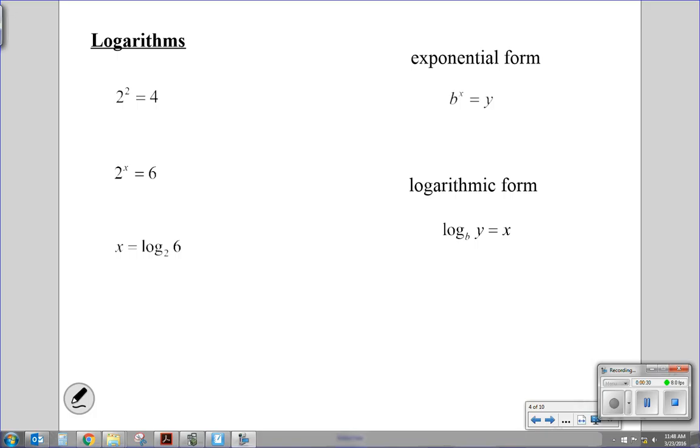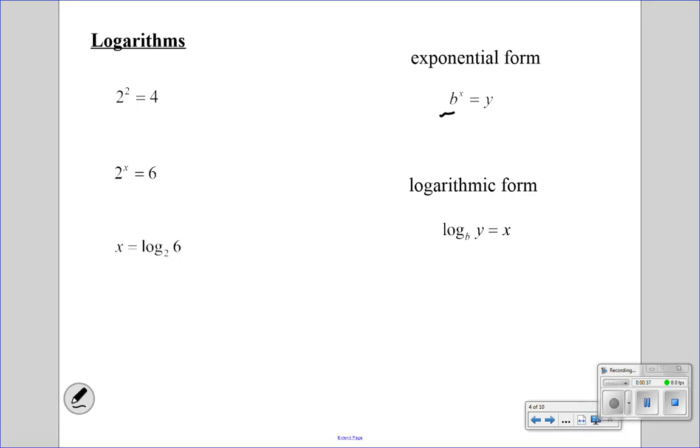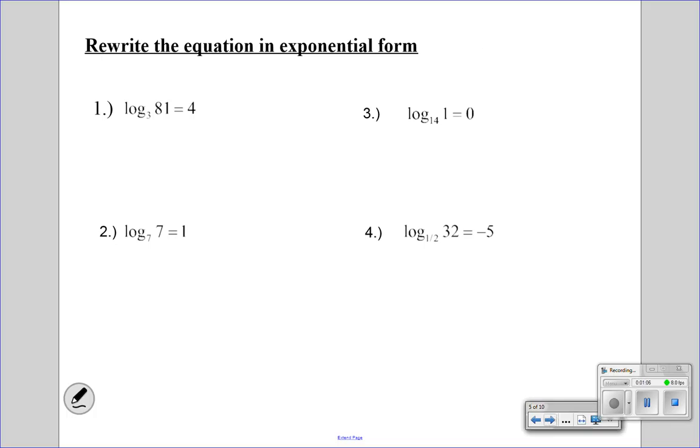Now, to switch from exponential form to logarithmic form, we have to know the different parts of each form. So in exponential form, we have our base, b, raised to our exponent, which is x, equals our y. Now when we switch this to logarithmic form, we're solving for x, right? So we write x equals log base 2, that's what you would call this little subscript at the bottom. It would be log base 2, and then of our y, which in this case was 6. Easy enough. We're going to do some practice problems.